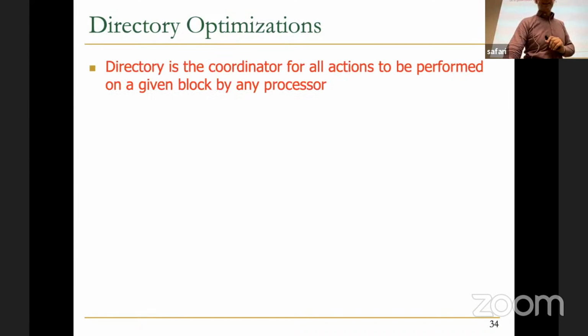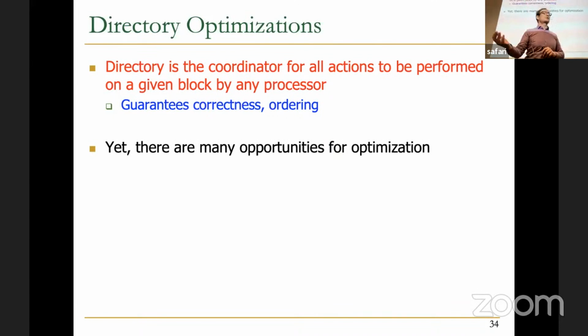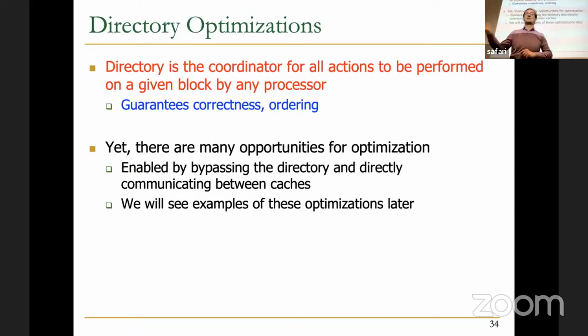That's a good point. Okay, so basically here the directory is the coordinator, right? We said this is a level of indirection, and this indirection enables scalability, but it adds latency also. Now, this is really the coordinator for all actions to be performed on a given block by any processor. It guarantees correctness and ordering. Yet there are many opportunities for optimization. These are enabled by bypassing the directory and directly communicating between the caches. And we will see examples of these optimizations later.